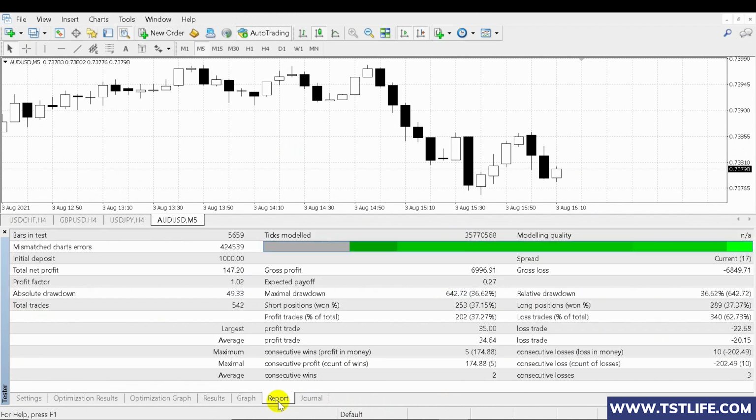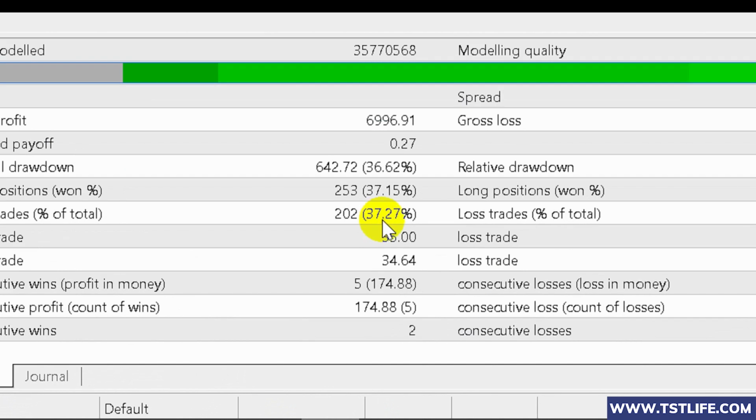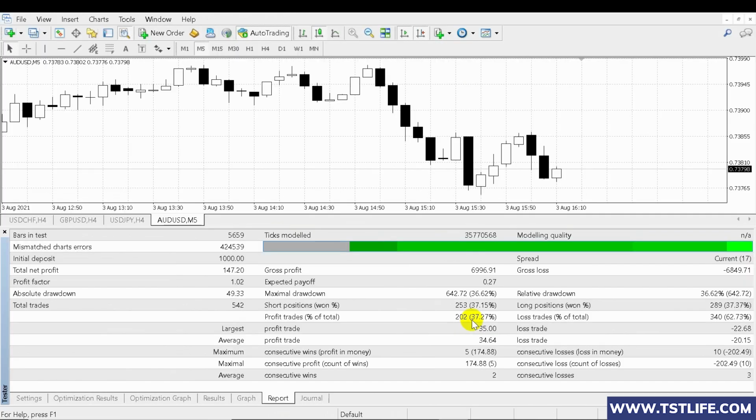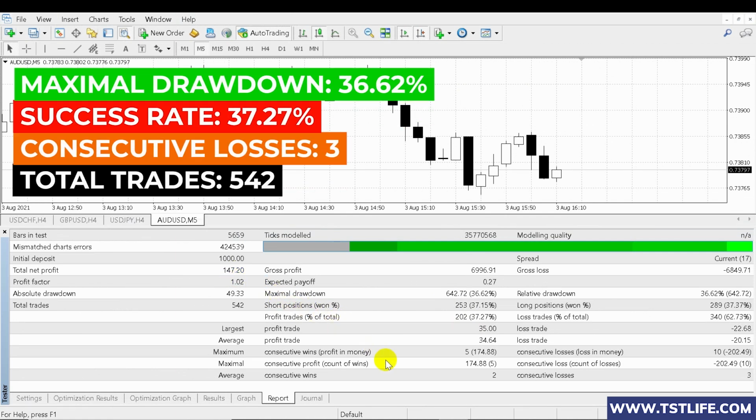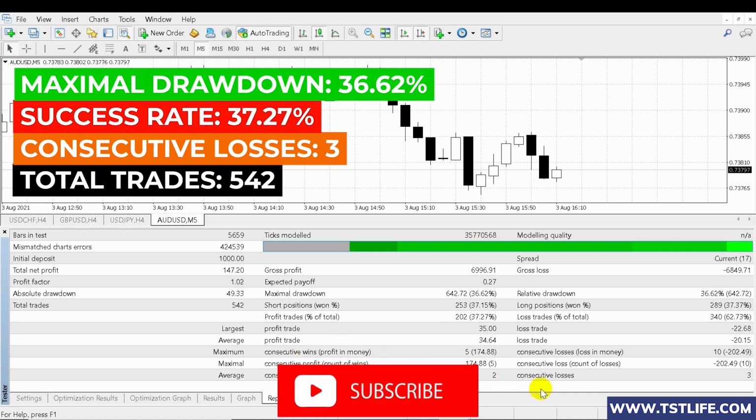If we click on the detailed report, we can see that the strategy has made us some profit at the end of the day. The success rate is only 37%. The total profit made is $147.20, and we recorded 3 consecutive losses and 2 consecutive wins.